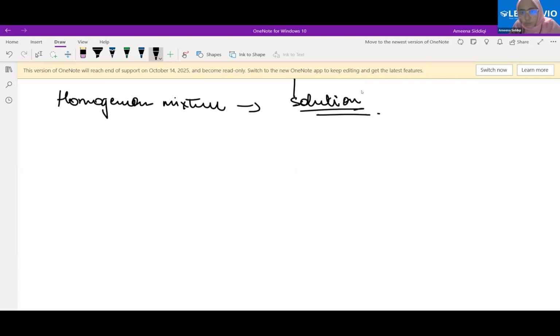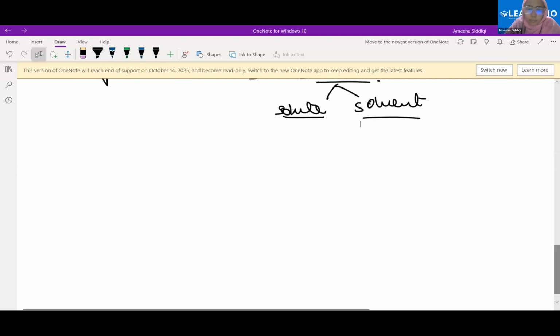Now, the solution will have two components here. One will be the solute. The other will be, Mithun respond, the solvent. Together, they will make the solution. Is this point clear till here? Yes, ma'am. Fine.